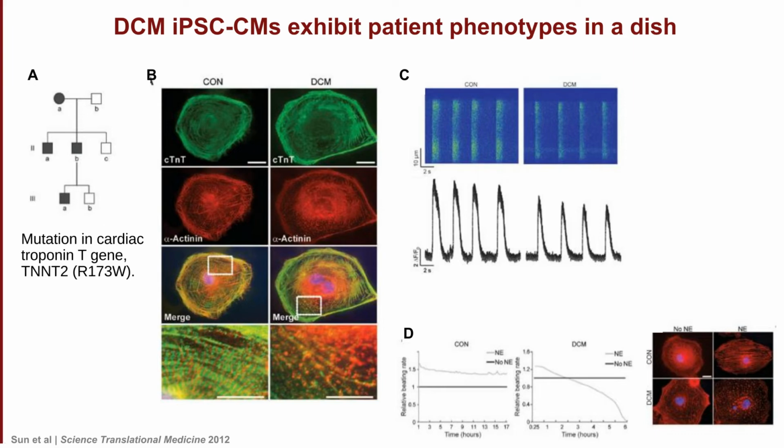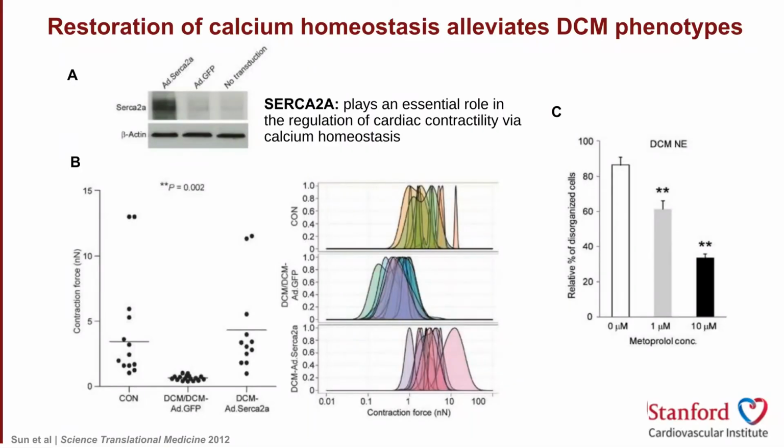And furthermore, you can take these cells and make embryoid bodies, which are three-dimensional aggregates of cells, and stress them with norepinephrine. The DCM embryoid bodies have a very poor response and greatly diminished beating rate, followed by sarcomeric disarray and cell disorganization, as you can see from the immunostaining. To summarize, the cells demonstrated in a dish common phenotypes observed in DCM patients. So, how can we further use this model to gain new therapeutic insight?